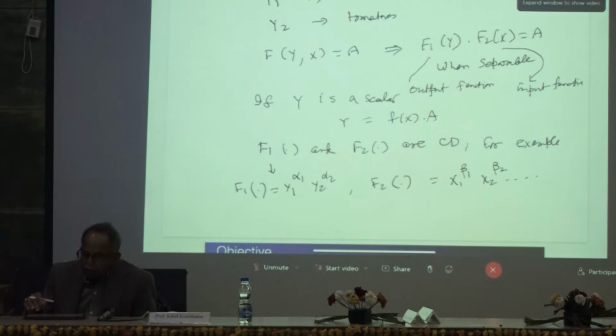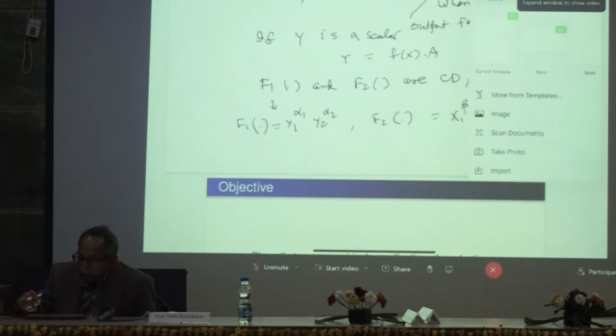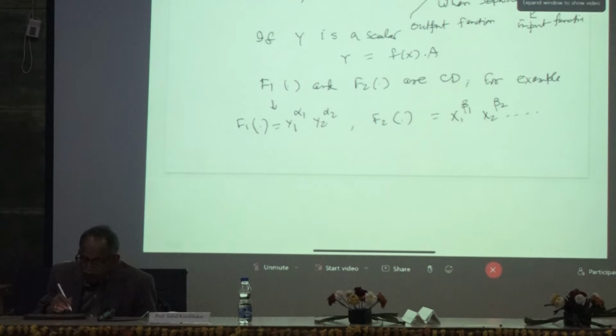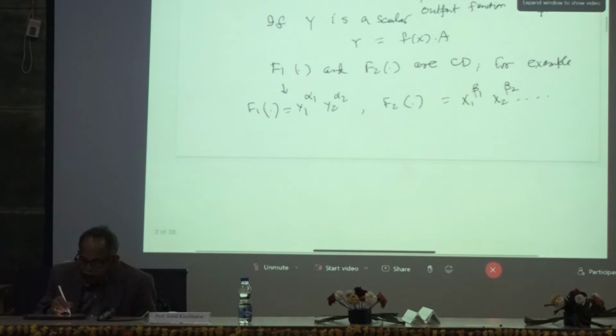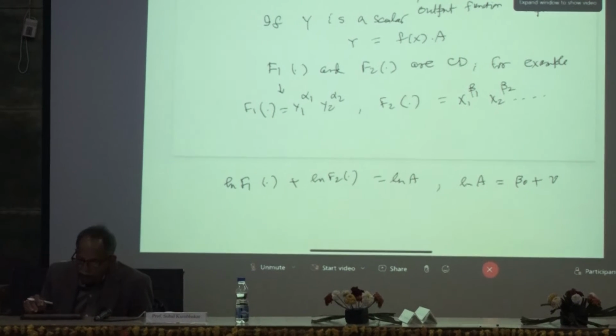Okay, so what happens is that if you write it in terms of log, then again it's going to be linear. So if you take a log, log of f1 plus log of f2 is equal to log of a. And log of a you can think of as being equal to a constant plus the term b that is embedded inside a. So you can think in terms of writing it out like this.